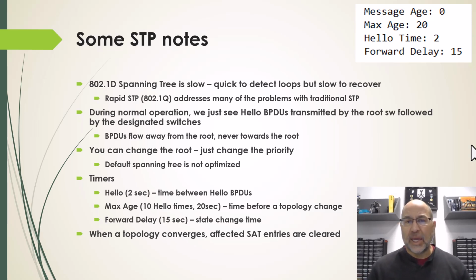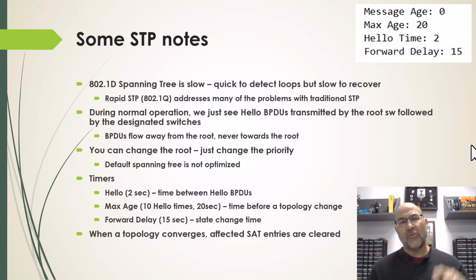The max age is what we use to determine if something has to be changed. If I don't hear from you for 10 hello times, then I think something's gone wrong and it's time to do a topology change. It's time to figure out all the paths again.